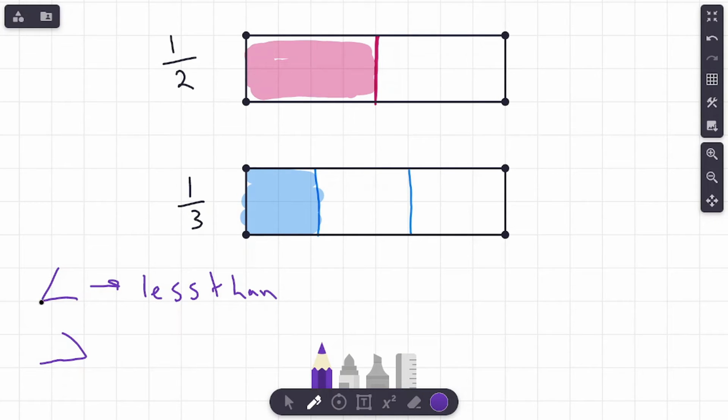Okay, this symbol here means less than. And this symbol down here means greater than. And the way I always learned it, and the way I help students understand this, is to think about it like an alligator mouth. The alligator mouth wants to eat whatever's the biggest.